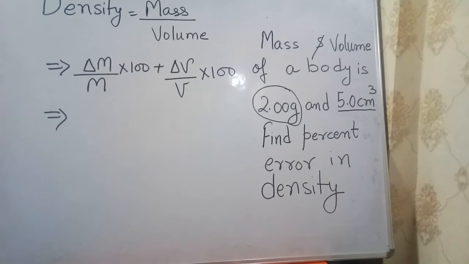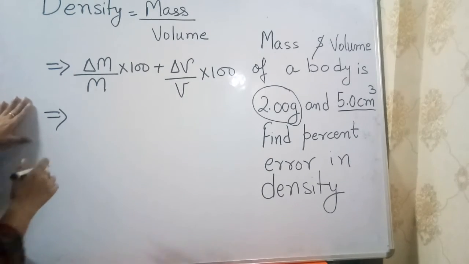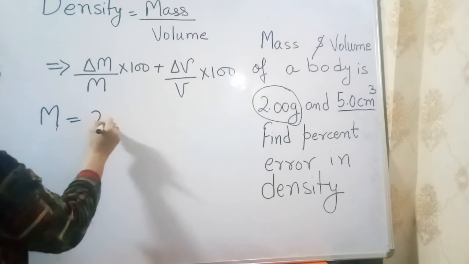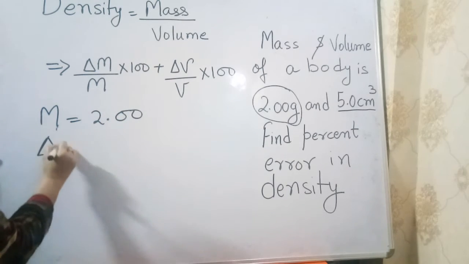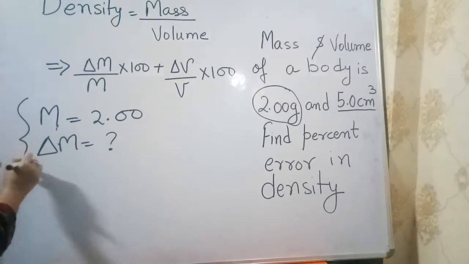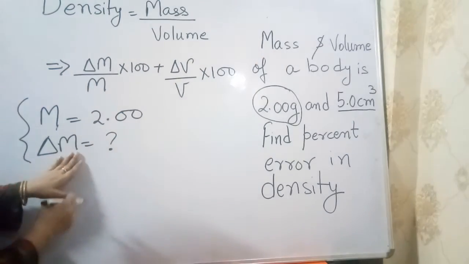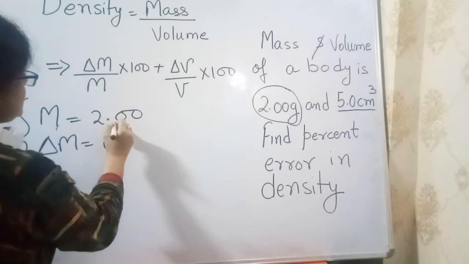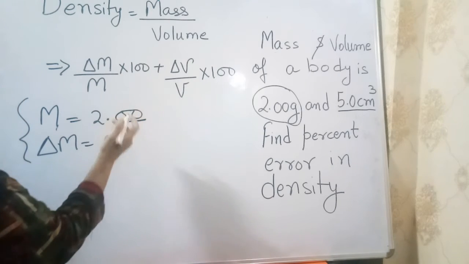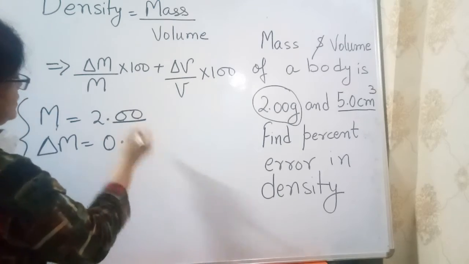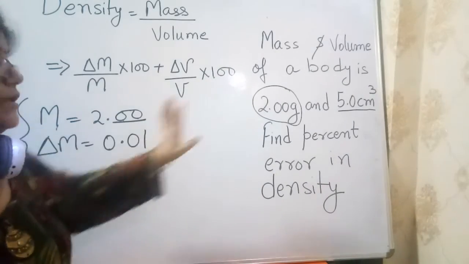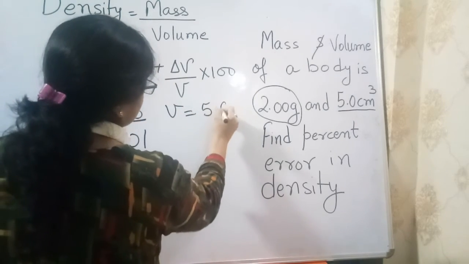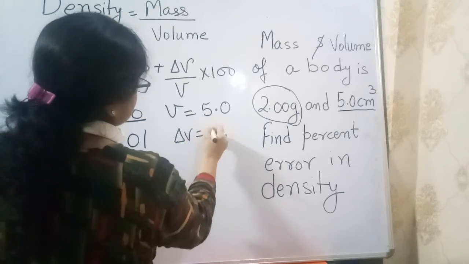Now from where? In our formula we have seen that we have two things, delta M and M, but in the question we have only 2.00. We don't have any delta M. This is the main thing I want to explain. Delta M you can find from here. How? 0 point. You just count the places of decimal after the point. 1 and 2. That means it becomes 0.01. If nothing is given in the question, this is your delta M. Similarly, volume is 5.0. That means delta V is 0.1.